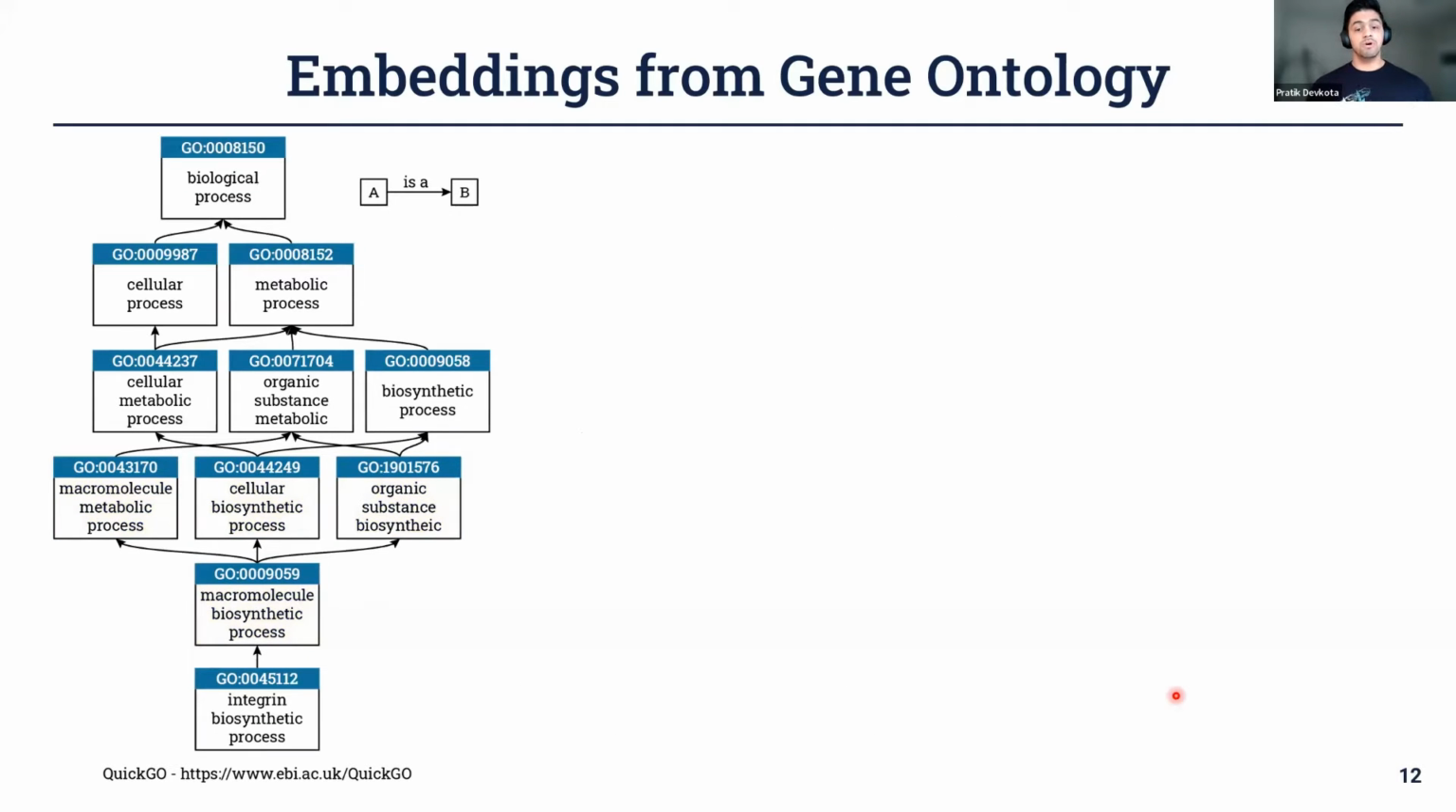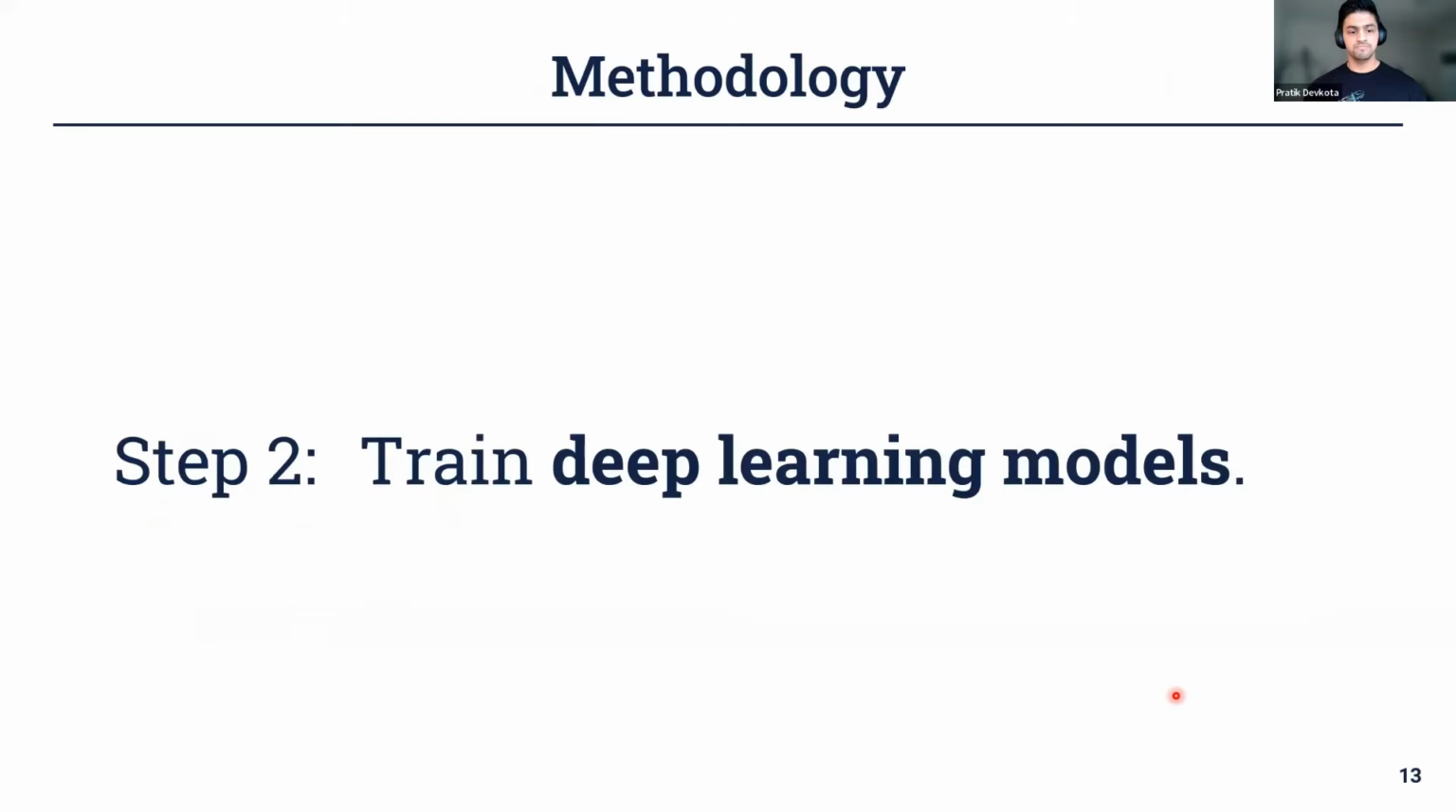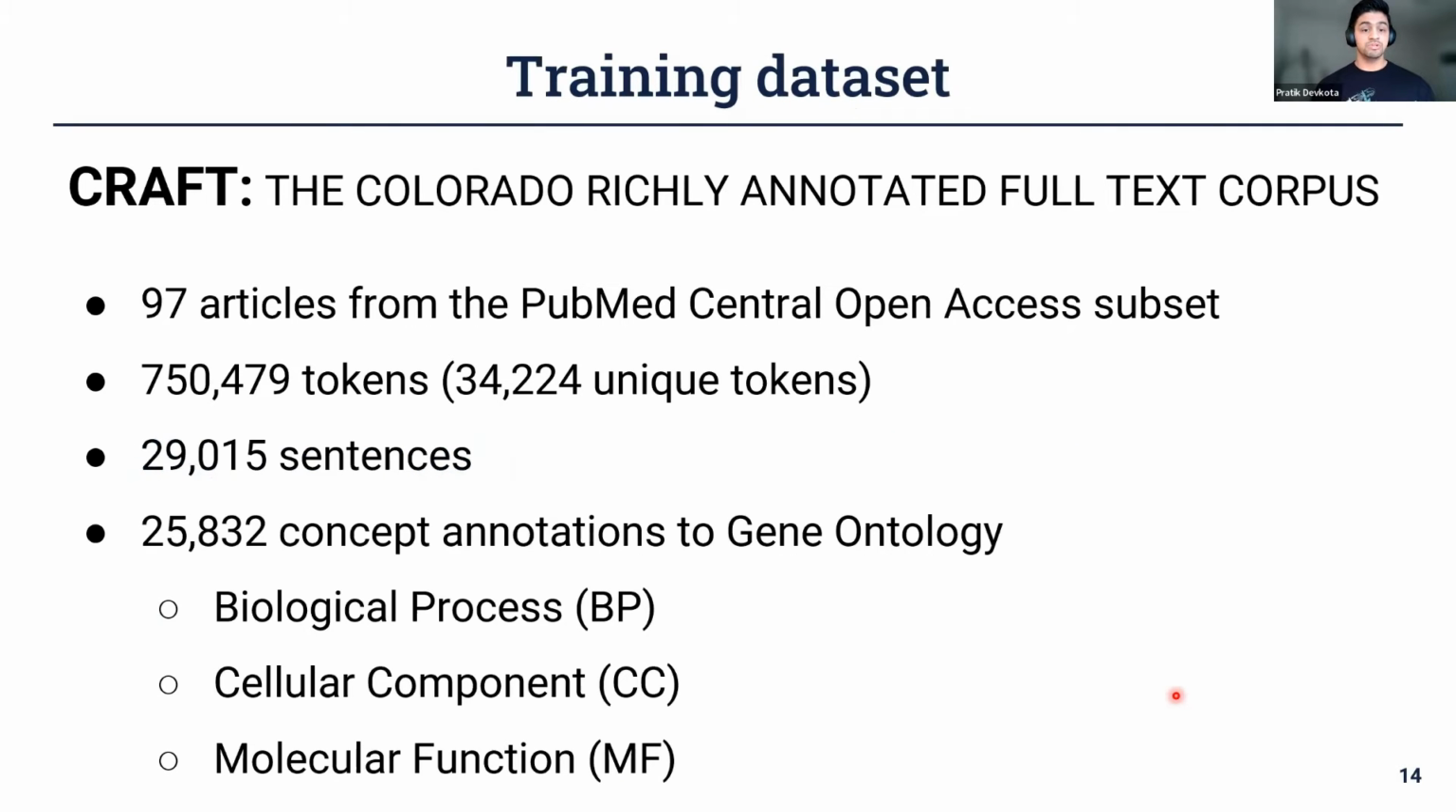Then we used an algorithm called word2vec to generate the embeddings. Now that we have the context, I won't go into much detail about word2vec here, but we trained a model with a batch size of 50 for 3 epochs to generate 120-dimensional embeddings for all the gene ontology concepts that exist. And now that we have generated the embeddings for all the gene ontology concepts, we train deep learning models utilizing these embeddings.